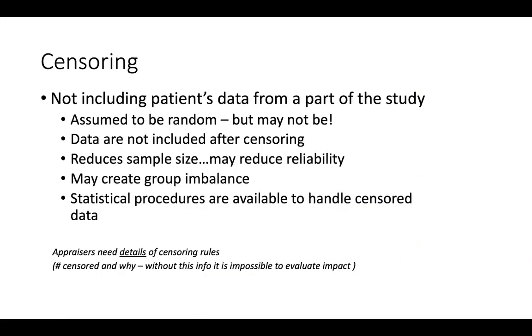Some concerns about censoring is that we assume that it's random, but it's not. As you can imagine, once we lose people to follow up, we don't know what happens to them, so we don't include anything after people are censored. And the concerns here are the reduction in sample size and potential imbalances in the groups.